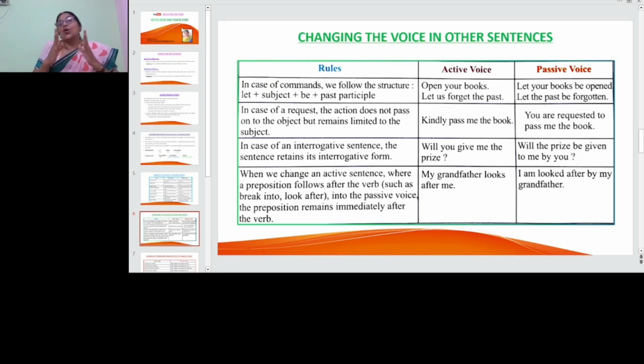Okay, now open your books. What sentence is that? It is an imperative sentence. It is a command and there is no subject. In the imperative sentences, you will not have subjects. So open your books.